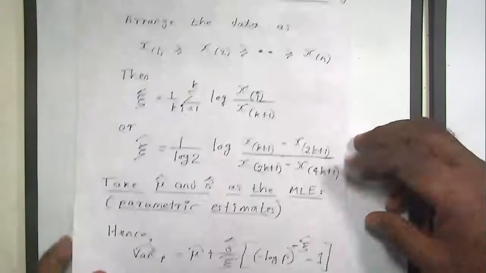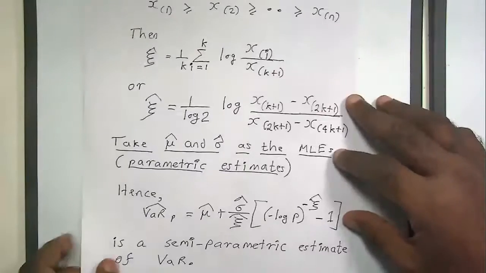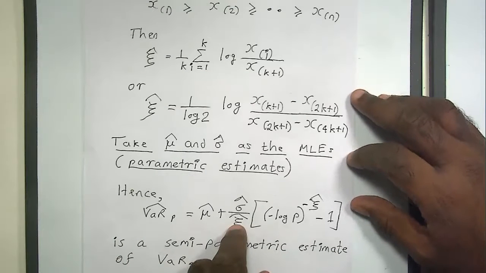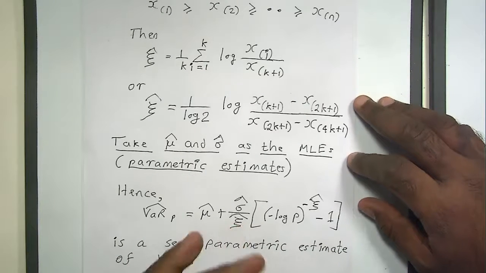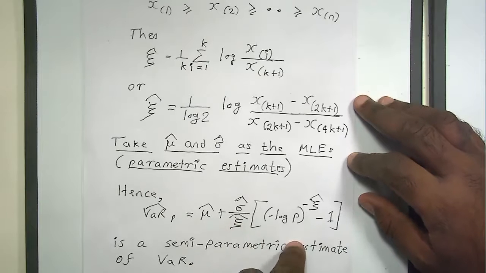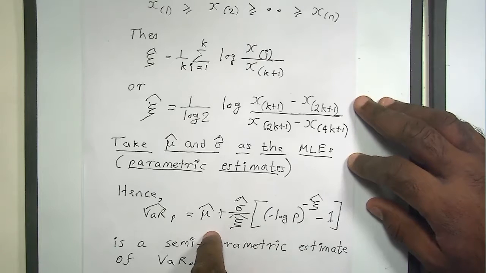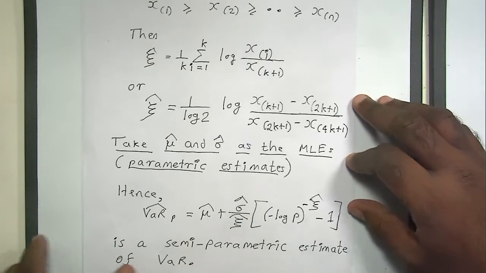The estimator for VaR under this method is given by this. And this is semi-parametric because there are 3 parameters in this formula. 2 of them are estimated parametrically, and the third one, which is the psi parameter, is estimated non-parametrically. Right?